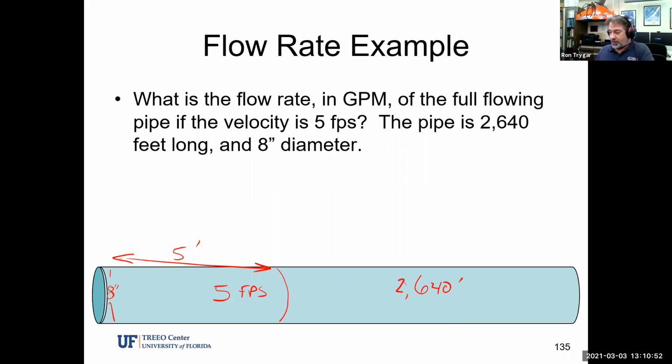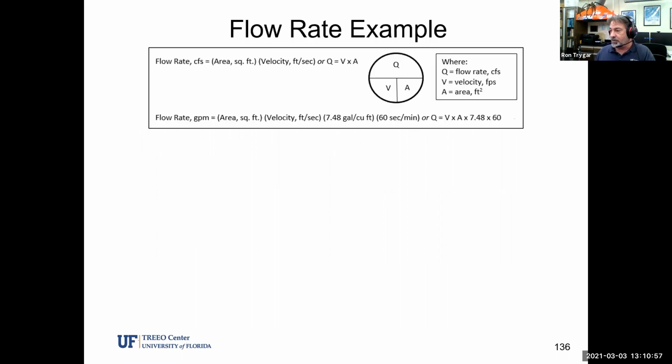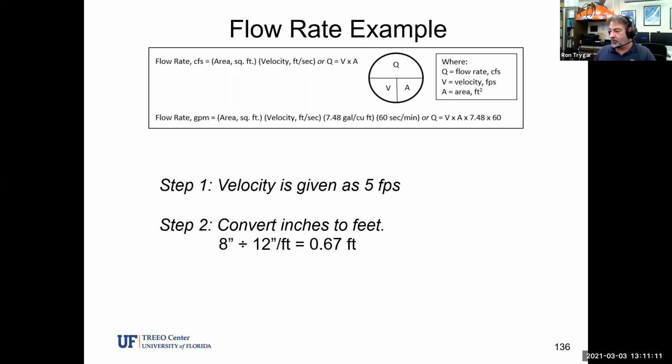So let's go ahead and calculate this out. Don't forget, we're going to need to convert inches into feet before we can do this. So step one, the velocity is given as 5 feet per second. We know that that's going to be our length of the calculation we're going to use for cubic feet. So convert inches into feet. 8 inches divided by 12 came out to be 0.67. And I agree with that, 0.67 feet. On my calculator, I got 0.66666.